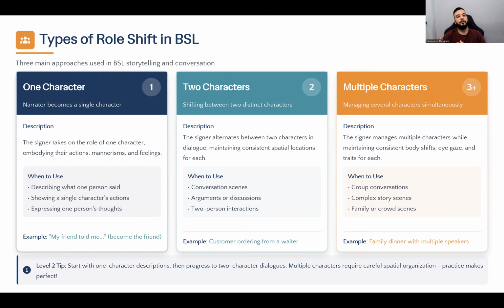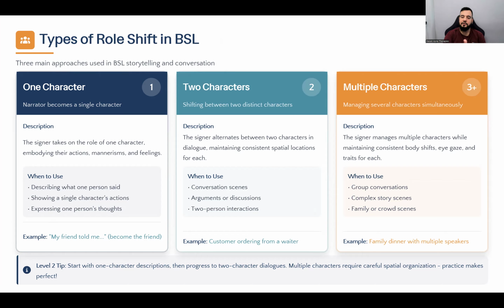And then we've got the third type of role shift, where there are multiple people in the group. It could be a family having dinner, and you have to play the roles of mum, dad, nan, brother, and sister. The group conversation, the complex scene, can only be managed with the body shifts, the eye gazes, the character traits. This is how your role shift becomes a chef's kiss.